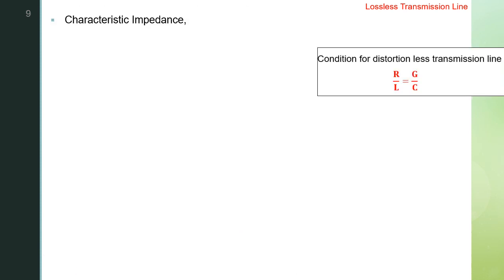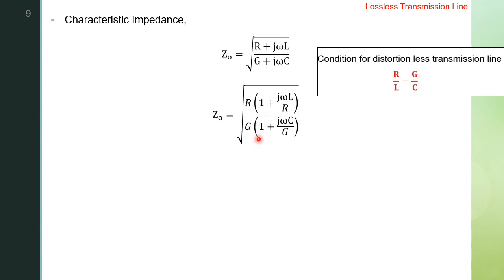To derive the expression for characteristic impedance, it was Z0 equal to root of (R plus j omega L) by (G plus j omega C). So to apply the condition R by L equal to G by C, similarly we are taking R outside from the numerator and G outside from the denominator. So the expression reduces to root of R by G into (1 plus j omega L by R) into 1 by (1 plus j omega C by G). So when you consider these two terms, both remain equal since R by L equal to G by C.